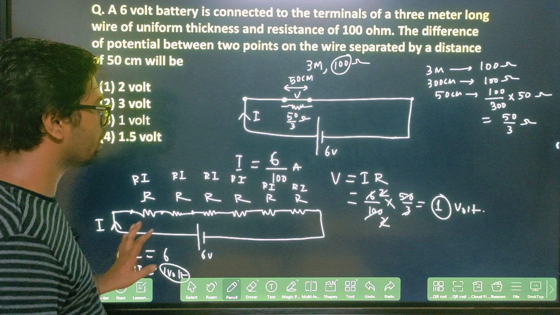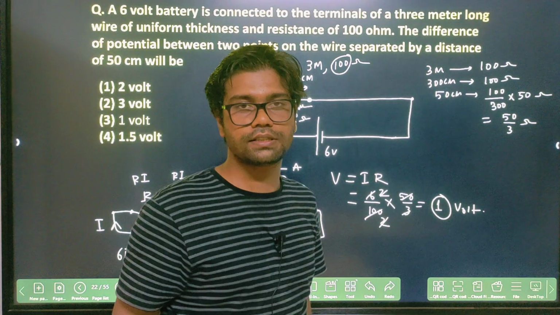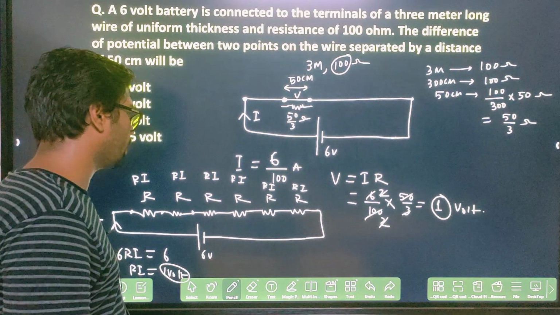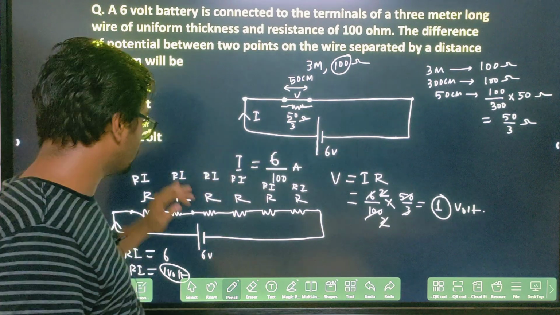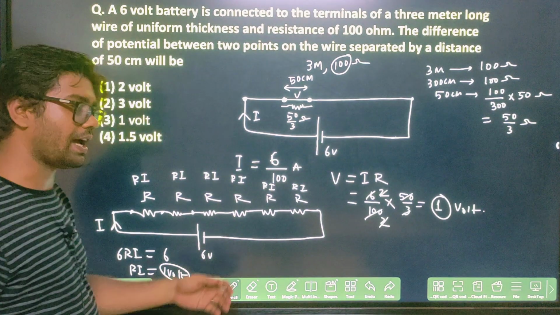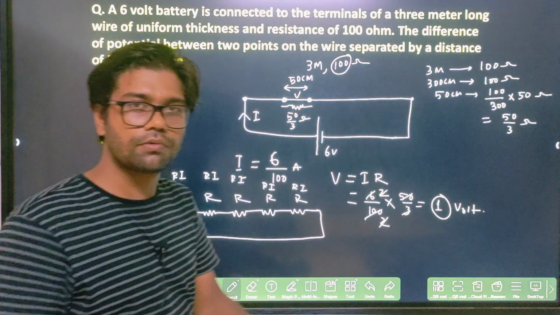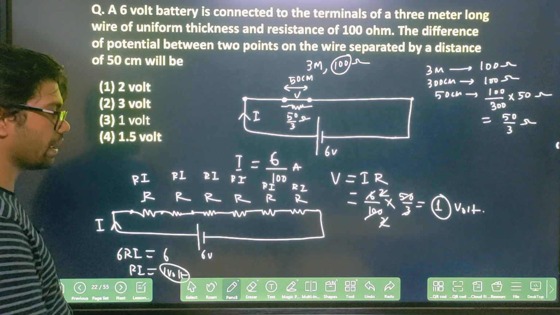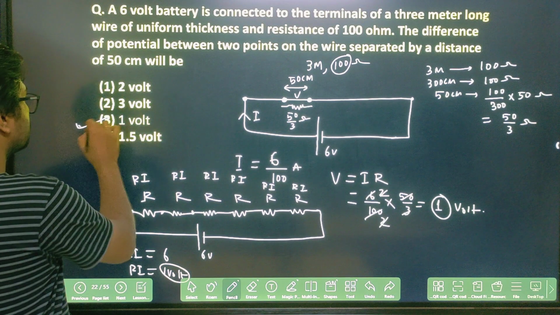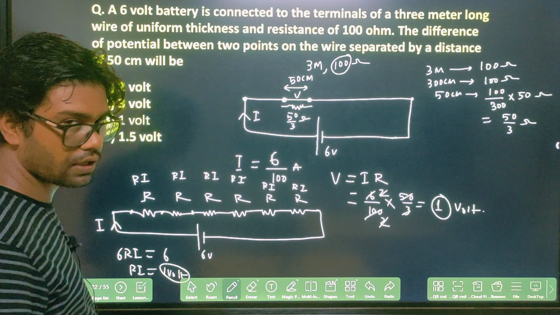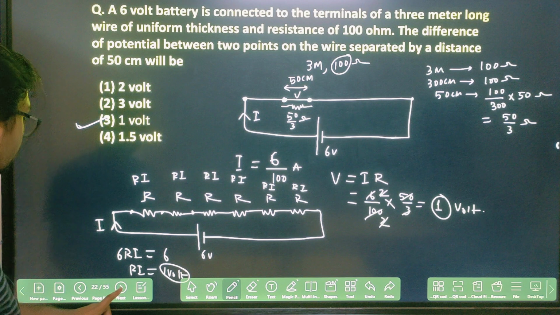You can calculate this one easily without calculating all these things. That's what I am telling you, right? You can do this way also, or you can do this way also. Without calculating how much resistance will come, you don't have to calculate. You can do it like this and get the answer also. So what will be your option? So 1 volt, right? Okay.